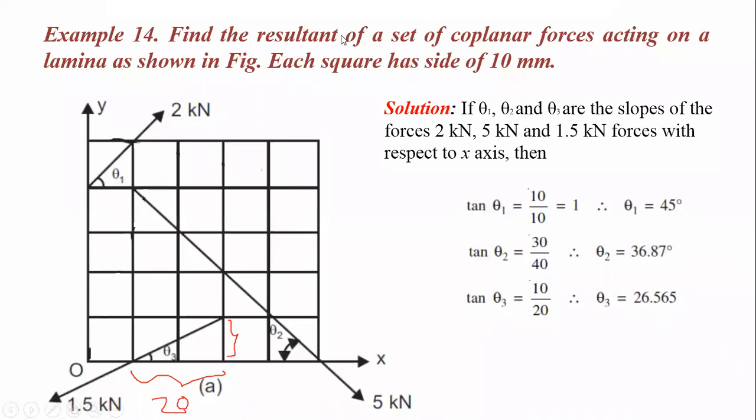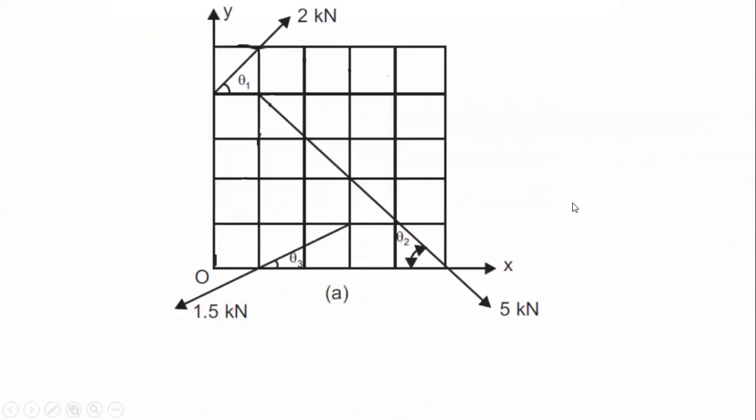Once you have these values, the next step, as we know, is to resolve these forces in horizontal and vertical axis. Here it makes an angle of 45. This one is the adjacent side, so this will be the cos component. That's why 2 cos 45. This one is 2 sin 45.